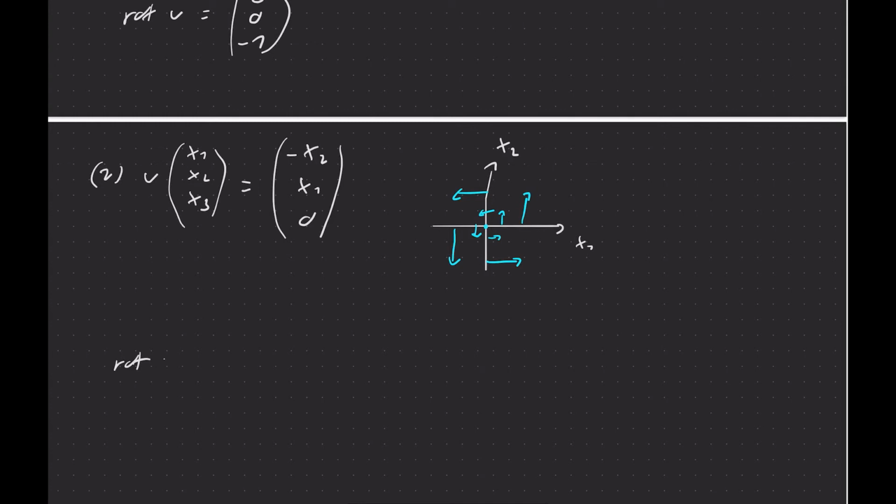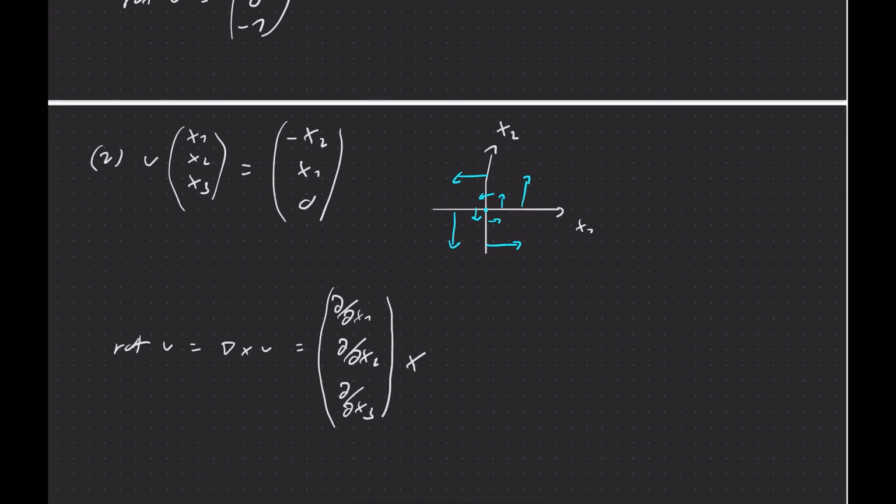So let's see how that works. I'll show you the memory aid for once. So we can also use that. So let's see, that's gradient times v. So that means we have d/dx1, d/dx2, d/dx3, cross product minus x2, x1, 0. And then let's compute the result.